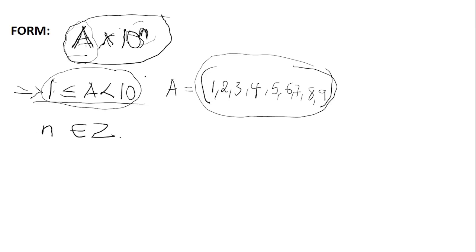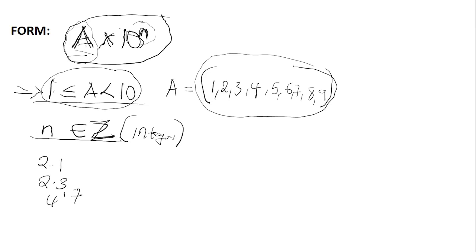And then, just like on the part for A, n can also be any number, but we are restricted so that n is a member of Z. The set Z is the set of integers. Integers are whole numbers, negative and positive whole numbers. So n cannot be 2.1, or 2.3, or 4.7, or any other number. n can only be a whole number.